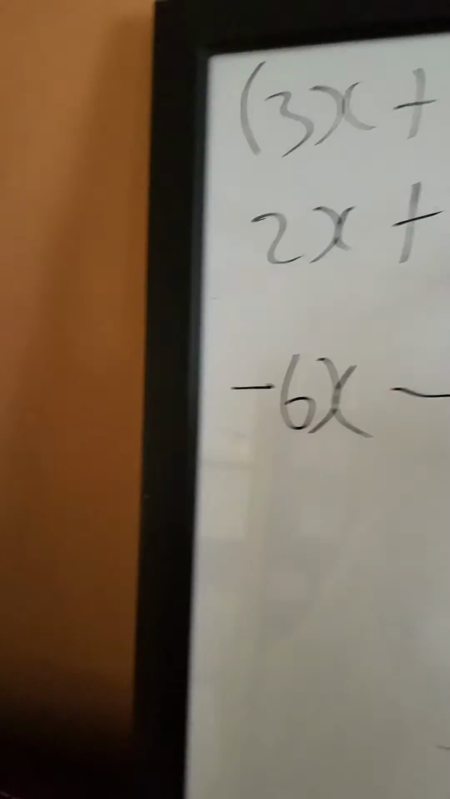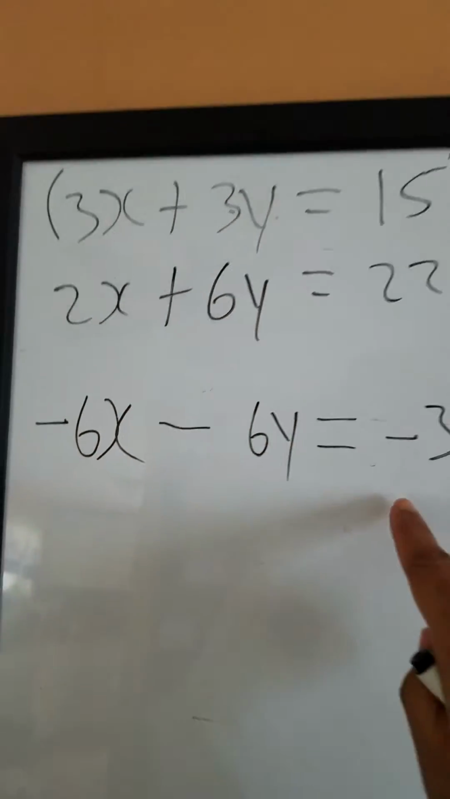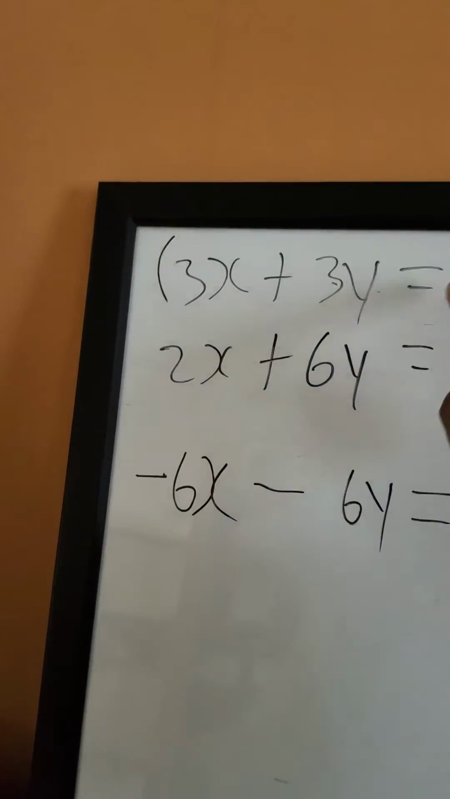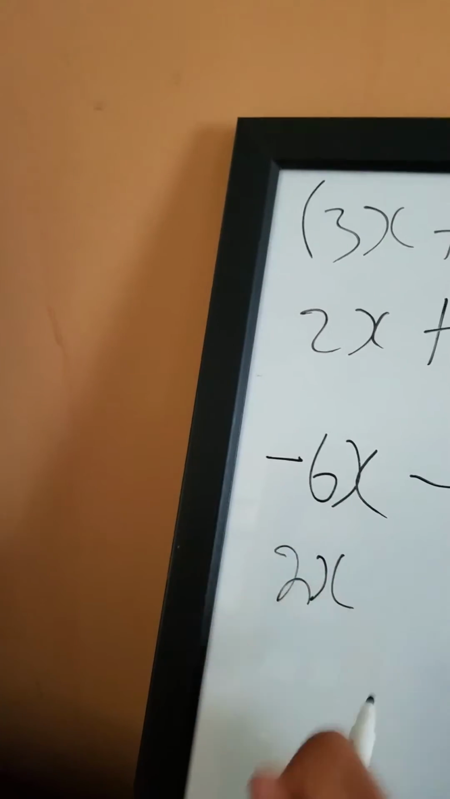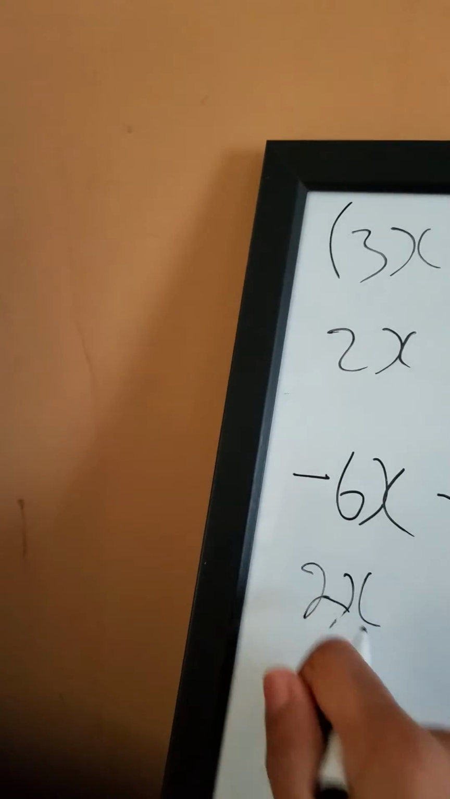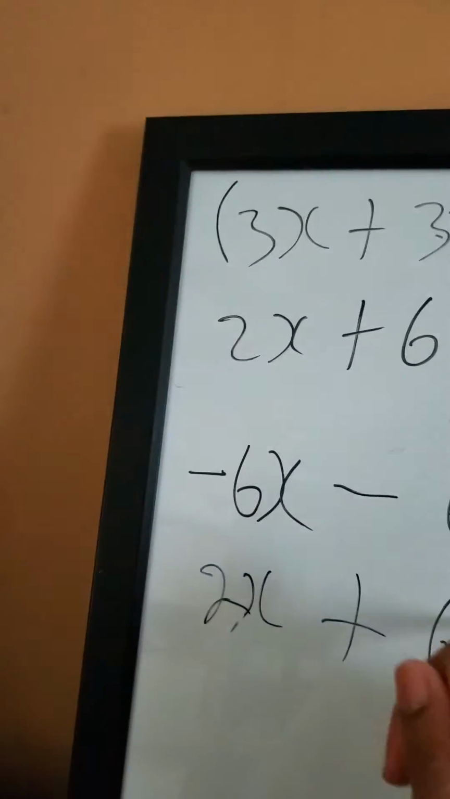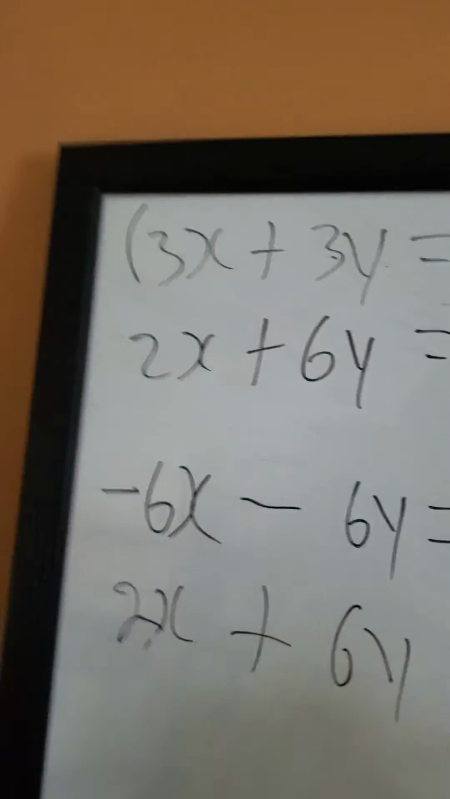Now let's rewrite our second equation right underneath this first one that we just created. So I'm going to take this equation, 2x plus 6y equals 22.